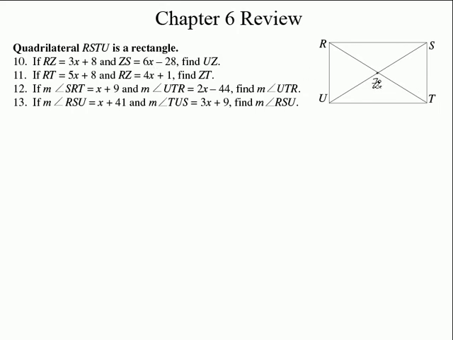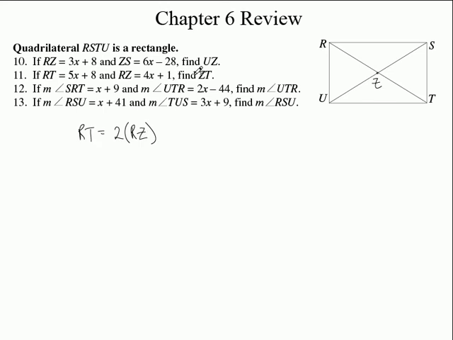And I just want to look at the relationship between RT and RZ. Remember, the diagonals bisect each other, so RT is going to be exactly twice as big as RZ. In fact, I'm going to write that down: RT is 2 times RZ. That's going to help me with my math, and that's the relationship we are going to set up.